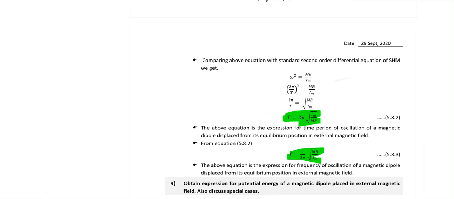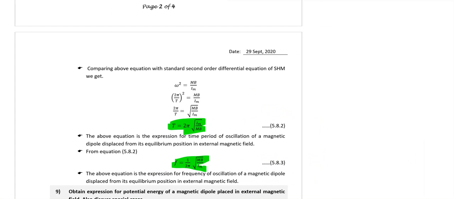So that is all about the torque acting on a dipole, and the time period and frequency of oscillations of a dipole placed in an external magnetic field. Thank you.